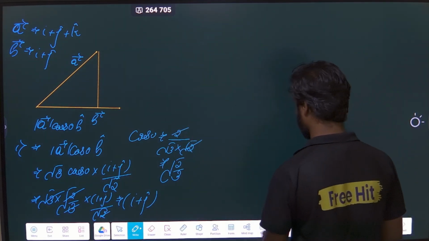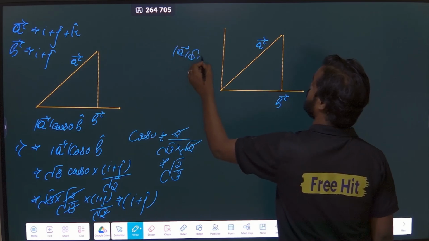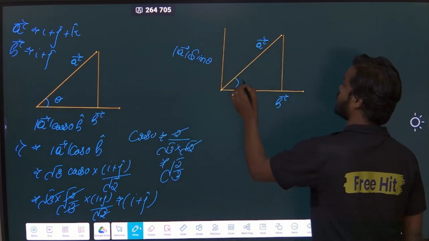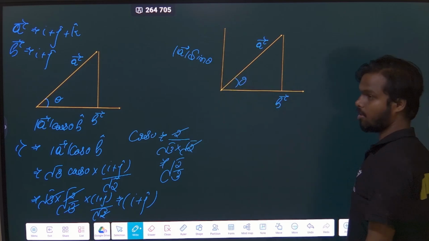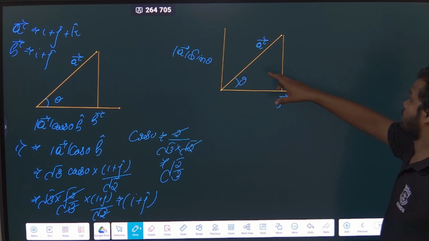What is the perpendicular? This will be mod A sin theta, which I explained earlier also. This angle is theta. How to take the component? And what is the direction of this? How to find the direction?